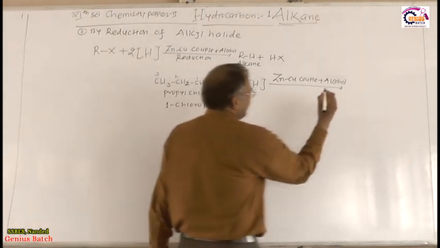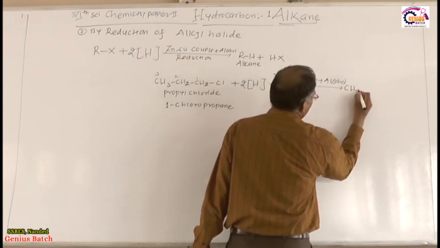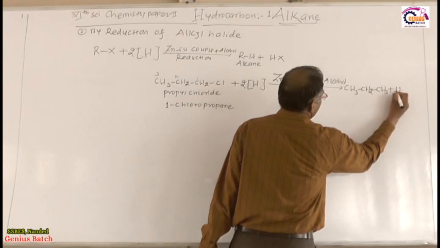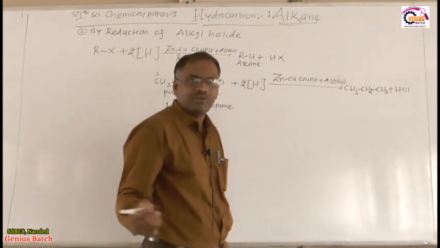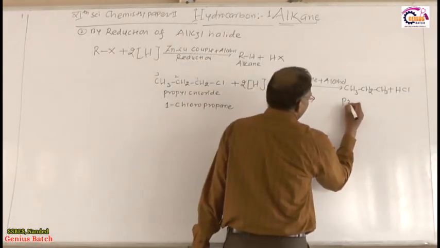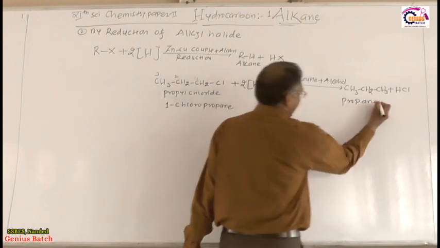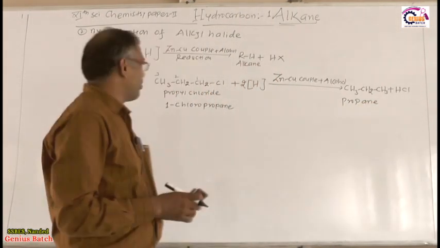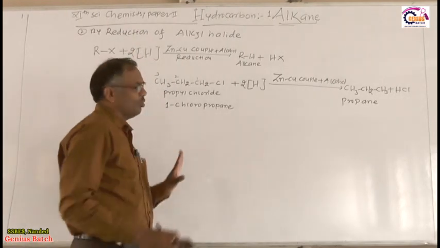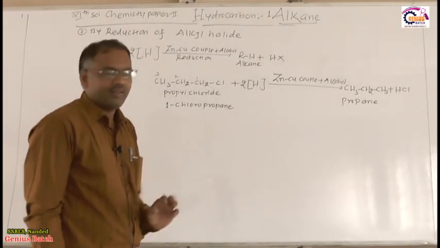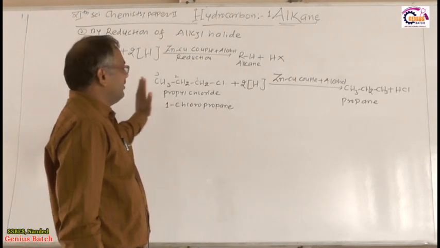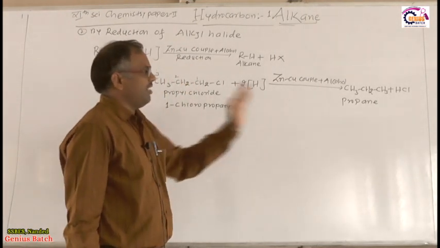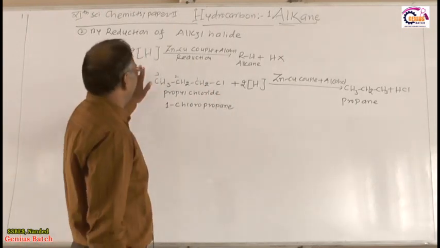So therefore what will you get? You will get CH3CH2CH3 plus HCl. What is the name of this compound? The name of this compound is propane. Hence we can prepare propane from propyl chloride or 1-chloropropane. So these are the preparations of methane, ethane, propane by this method.